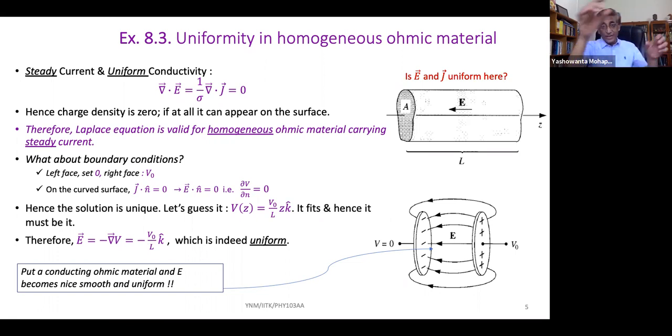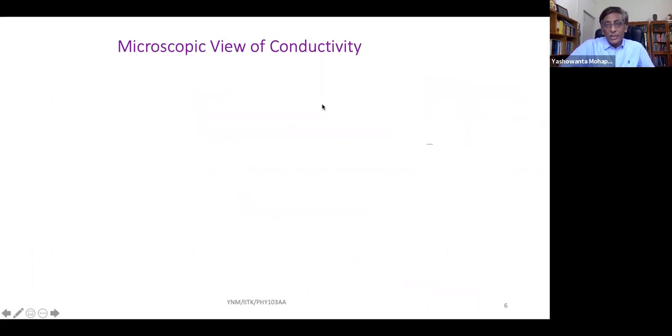In fact, the wires that we use are all going around in different shapes, but J and E in those conductors become smooth and uniform. So that is the role of E in actually controlling the current conduction. We will discuss more about it. Let's take a microscopic view of conductivity from here.